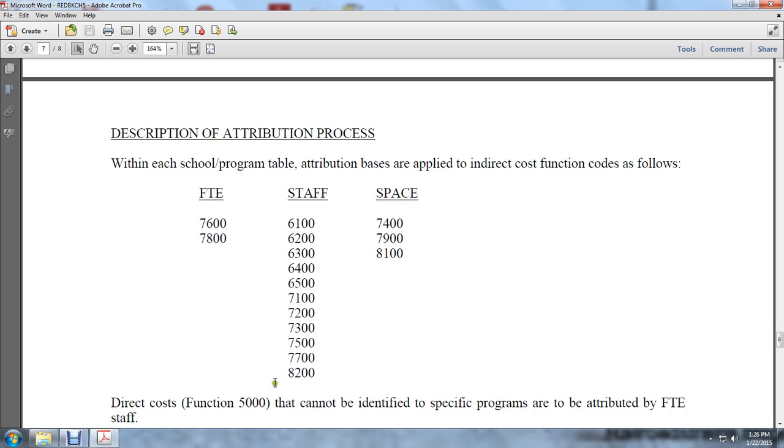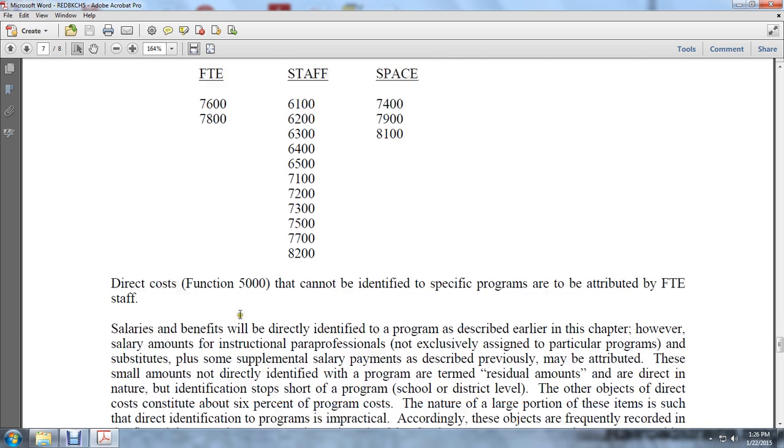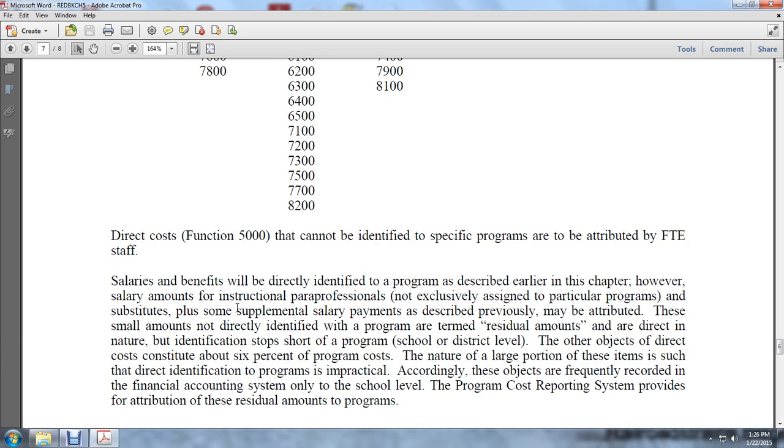7,700, 8,200, and direct costs of the function 5,000 that cannot be identified in specific programs are attributed in the FTE staff. The salary benefits will be directly identified in the program as described earlier in the chapter. However, the salary amounts of the instructional provisions are necessarily assigned to the particular programs, plus the supplemental salary as described previously, and may be attributed to these small amounts and not indirectly identified.